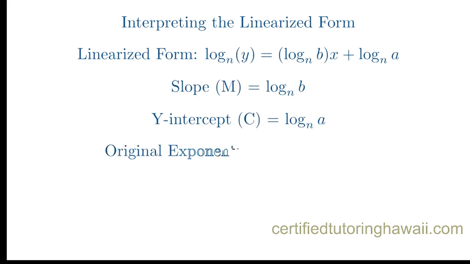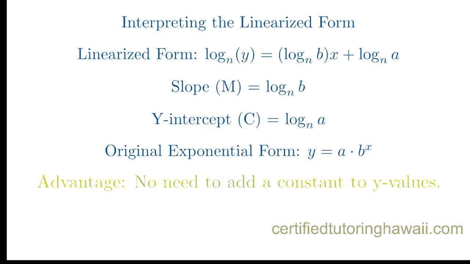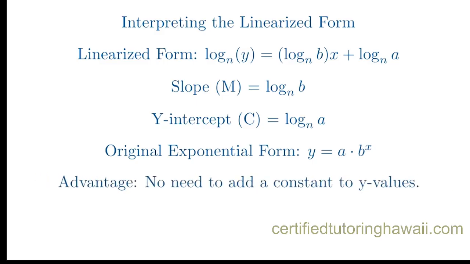So, if we have a straight line on our plot, we can find its slope and intercept, and then use them to reconstruct the original exponential equation, y equals a times b to the x. All the techniques for linear modeling, like finding the slope between 2 points or using linear regression, can be applied. An important advantage of this method is that we never had to add a constant to our y values. Unlike other linearization techniques, the logarithmic scaling does all the work for us, naturally revealing the exponential behavior.